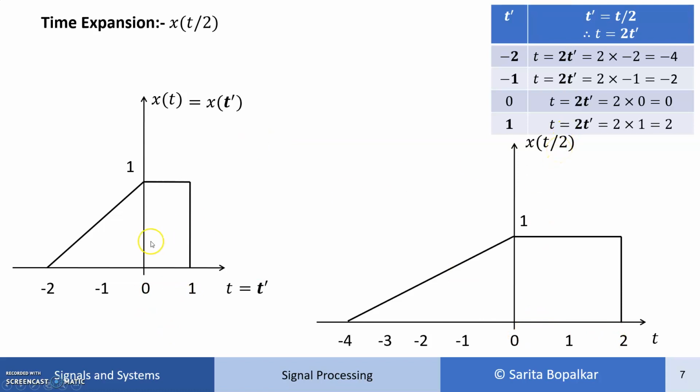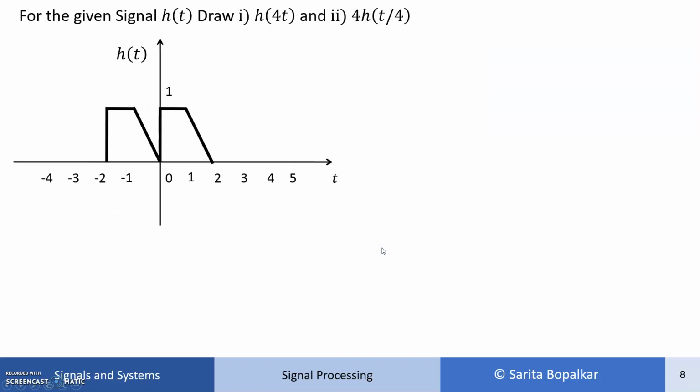You can check the shape of the sequence. In the original sequence, whatever the time slot, it gets doubled here. This is the time expansion operation. You can try with another type of sequence. Suppose this x of t is given to you and you want h of 4t. That means you have to compress the signal by 4 time units. So this amplitude at 2 becomes at 2 by 4.